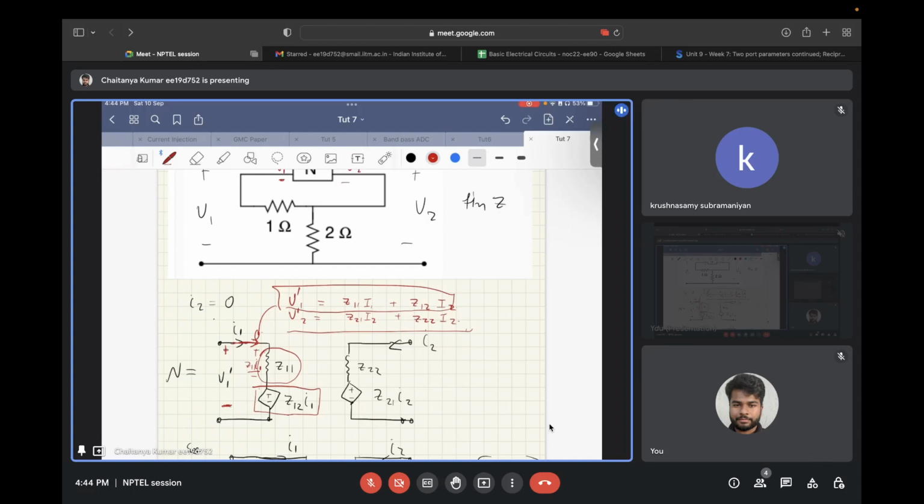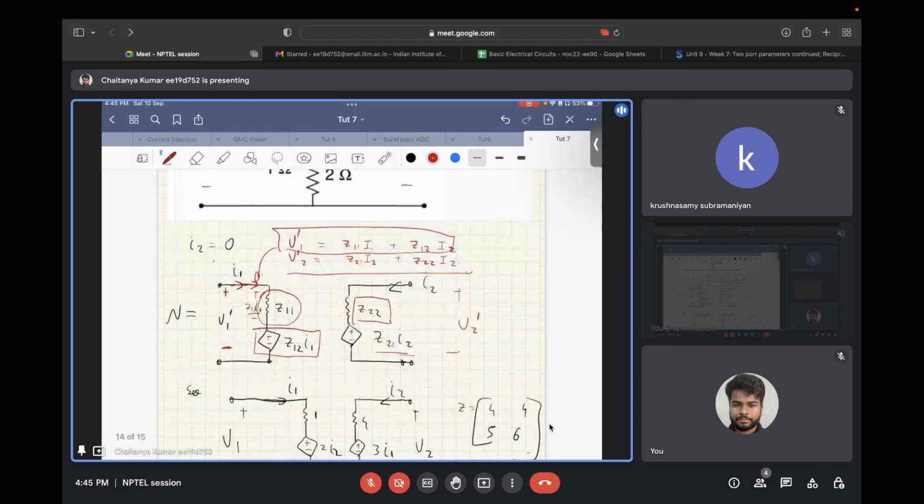Similarly, we can do it for the other port. So we have Z21 and Z22 impedance, and a current controlled voltage source Z21 times I1 in series with each other, and this gives you the second port's equivalent circuit diagram.